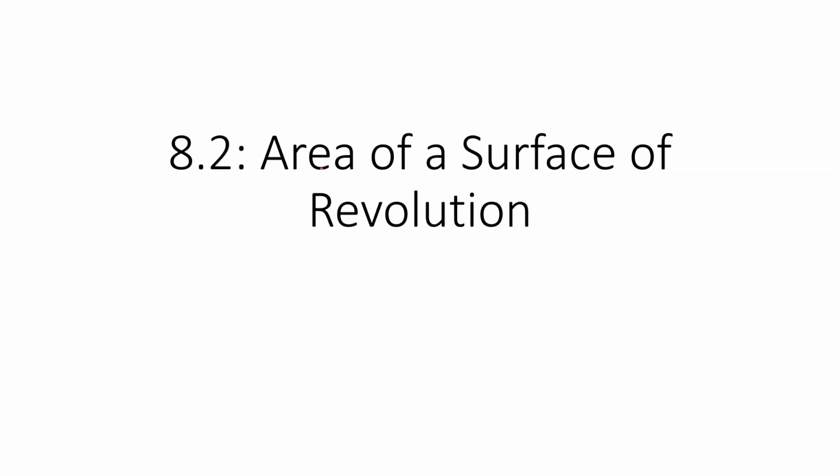Here in section 8.2, we're going to explore another geometric concept with finding the area of a surface of revolution. A surface of revolution is a surface that's formed by revolving a curve about an axis. So imagine I take a curve y equals f of x, and then I form a surface by revolving this curve, say for instance about the x-axis.